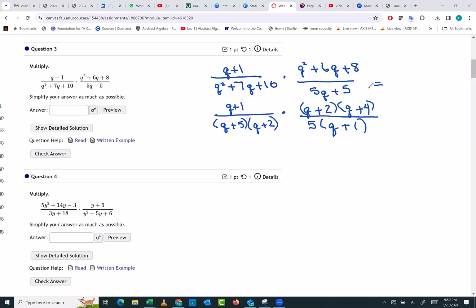Once everything's factored, now I just can cancel things. For example, I can cancel q plus 1 with q plus 1. And I can cancel q plus 2 with q plus 2. And what I get for my final answer is q plus 4 divided by q plus 5, and then times 5. What I have left is q plus 4, q plus 5, and 5.